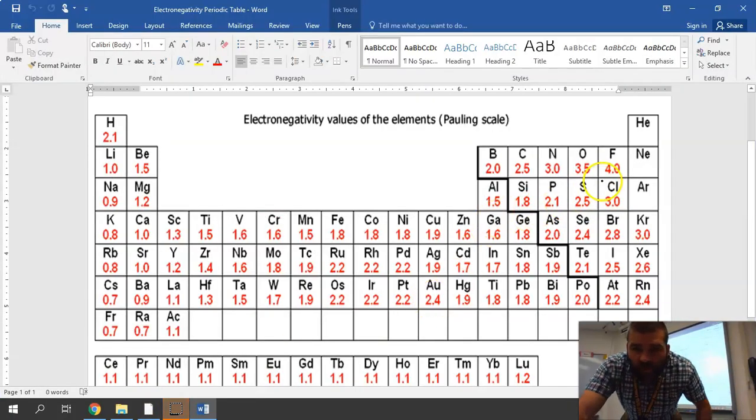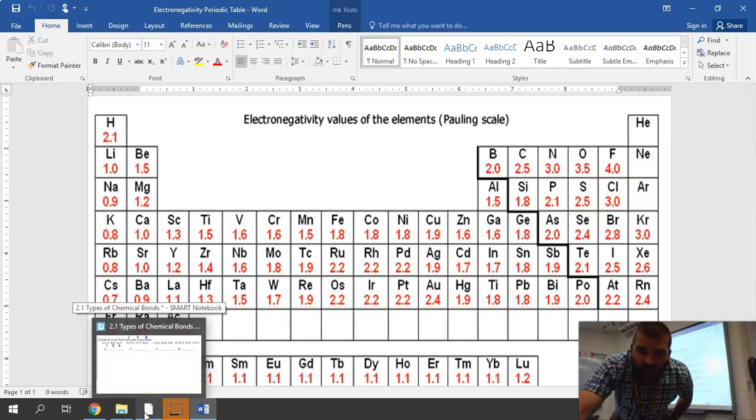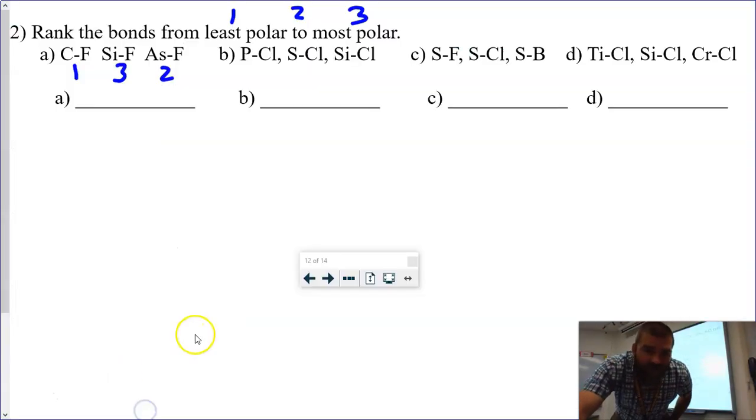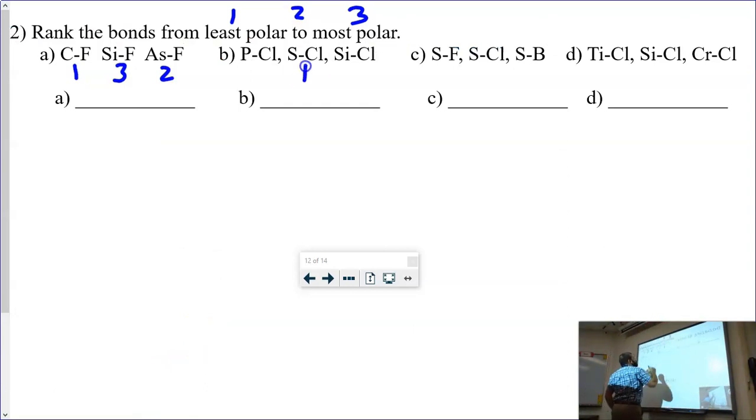All right, so we have chlorine is 3.0. We have silicon, phosphorus, and sulfur. Sulfur chlorine is a difference of 0.5. Phosphorus chlorine is a difference of 0.9. Silicon chlorine is a difference of 1.2. That's our rank. It's going to go just based off of the trend left to right. Nice and easy. So sulfur is the closest. This is going to be the least polar, the smallest difference. Phosphorus was next. Silicon was last. Okay? Biggest difference is the most polar.